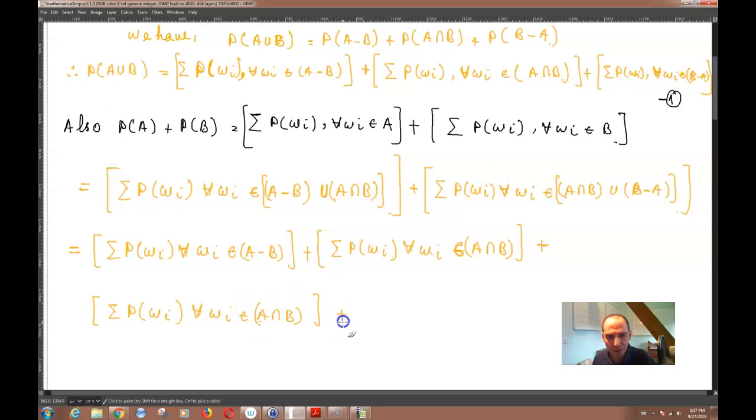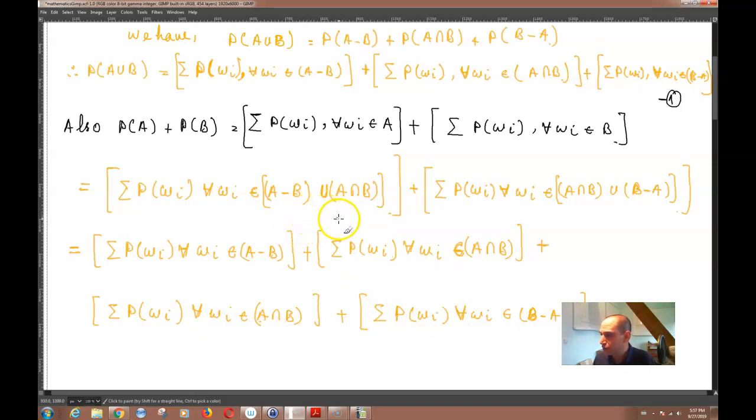And add to that again sigma of P of omega of I for all omega of I belonging to the set, for example, B minus A. Belonging to the set B minus A. And that's basically the whole thing here.